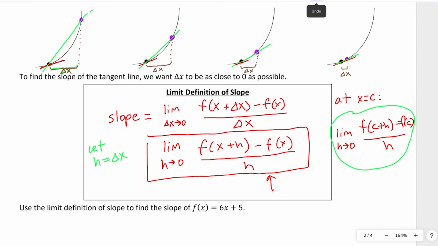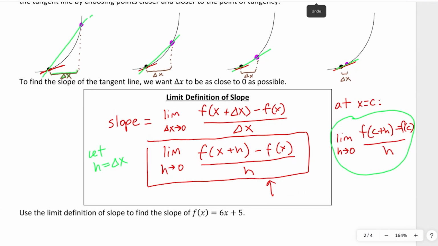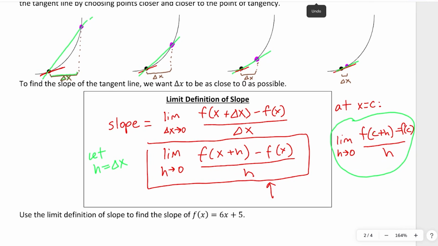Okay, I haven't done any examples here yet, but I really just want to take it slow and talk about the connection between limits and slope. One of the overarching questions of this whole course is how do we find the slope of a curve? And so this is actually the answer.